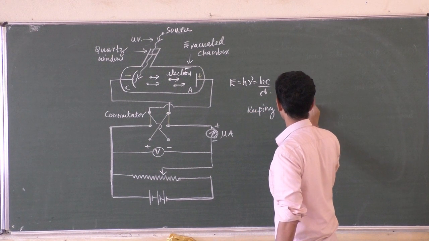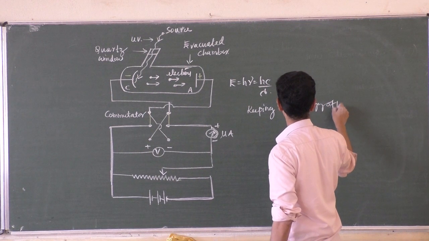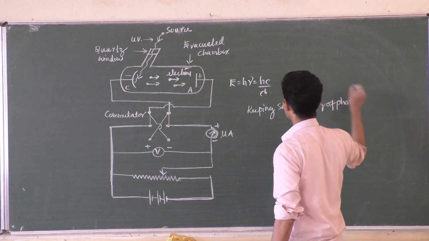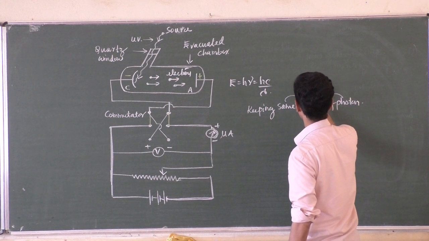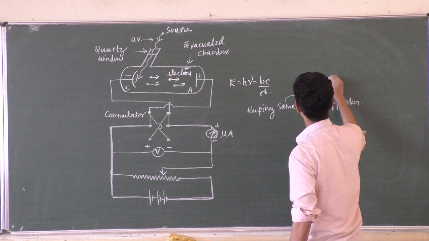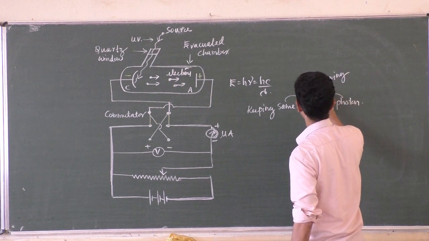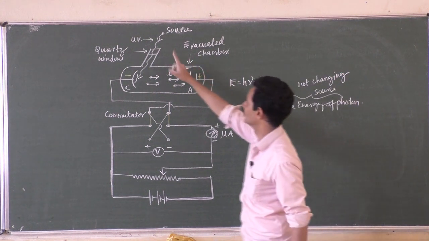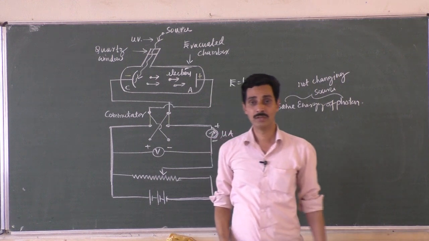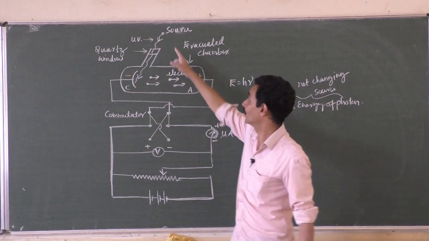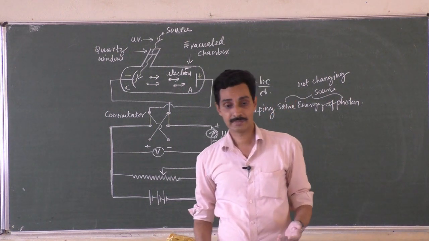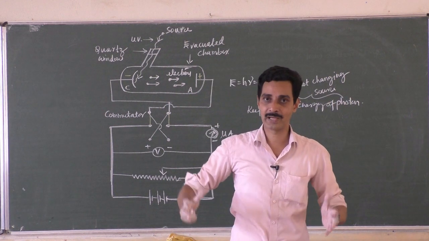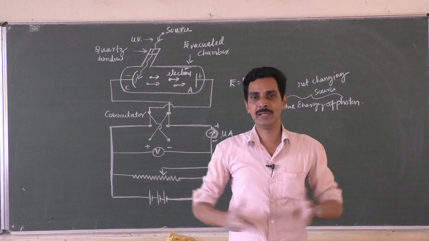Keeping nu and lambda the same, same energy of photon. That means I am not changing the source. Same energy of photon means not changing the source. Same source, but brightness more. You can supply more and more voltage to this bulb and you can make it brighter and brighter. For example, red light, same red light, more brighter, less brighter, medium brighter.